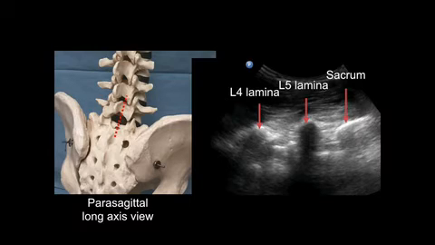The L5 lamina is labeled with a dropout shadow. The sacrum is easily identified as a long, linear, hyperechoic structure. Mark the interspaces by centering the anterior complex in the middle of the ultrasound screen for each level. This is now demonstrated in the video.